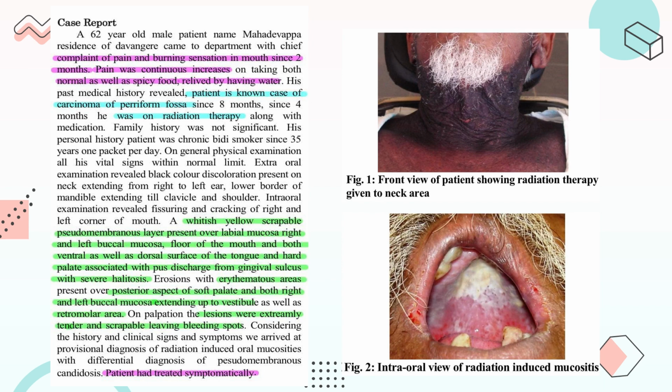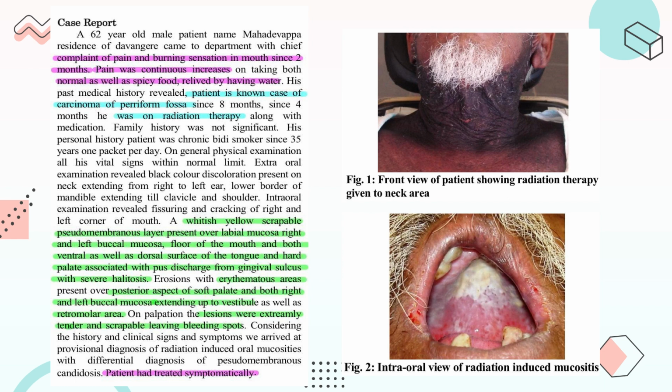On extra-oral examination, it revealed black discoloration present on the neck extending from the right to the left ear, lower border of the mandible extending to the clavicle and shoulder, as seen in figure 1. Intra-oral examination revealed fissuring and cracking of the right and left corners of the mouth. A white to yellow, scrapable pseudomembranous layer was present over the labial mucosa, right and left buccal mucosa, floor of the mouth, both ventral as well as dorsal surfaces of the tongue, and hard palate, associated with pus discharge from the gingival sulcus with severe halitosis, as can be seen in figure 2.